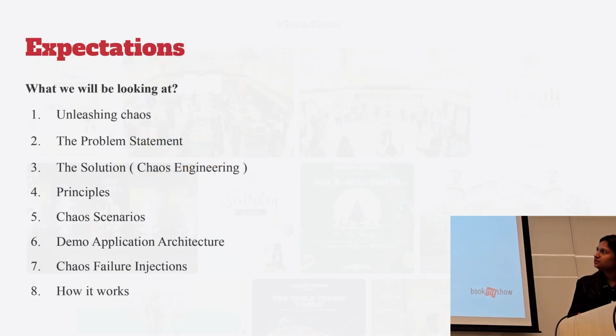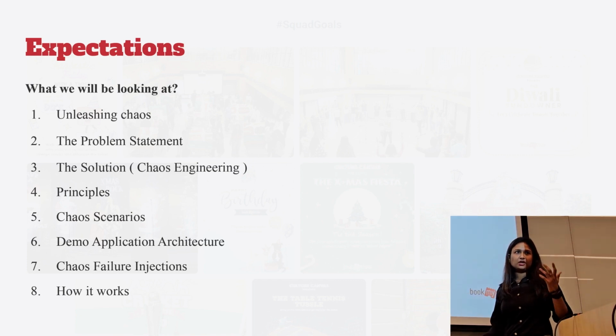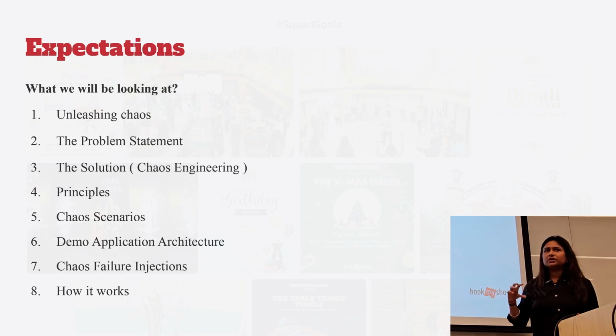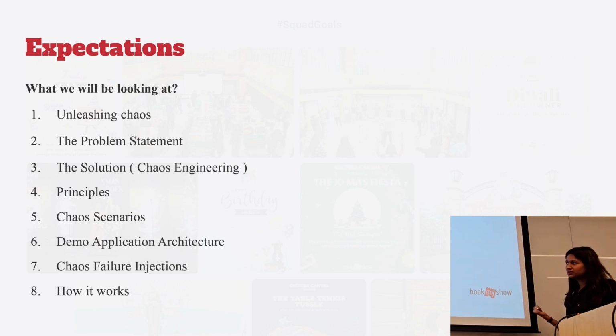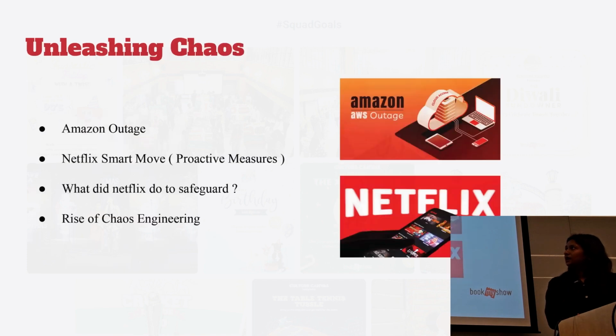In this whole session, we will be unleashing all these things. We'll be unleashing chaos, how it came into the picture, the problem statement that we tried to analyze and solve, and the solutions that we derived and are using. Whenever we derive any solution, there are some principles that we followed in order to implement that system. So what are the principles of chaos engineering? There are certain scenarios that I have mentioned in the session, and it will be followed by a demo.